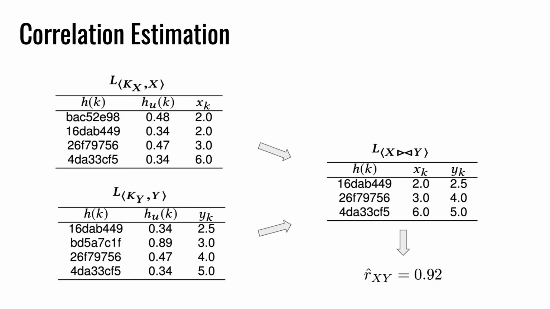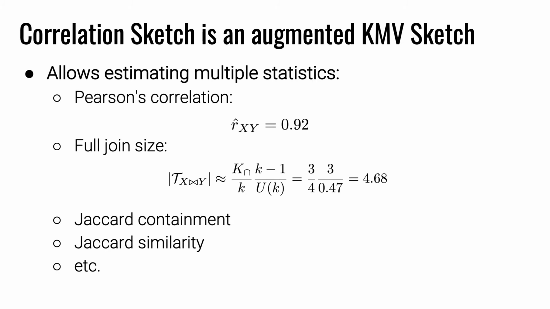In order to estimate correlations from a pair of sketches, we can simply join the sketches on their hashed keys, and then we can apply any correlation estimator such as Pearson's or Spearman's. Another advantage of correlation sketches is that they include all information from a classic KMV sketch. This means that, in addition to correlations, they can also be used to estimate other statistics such as the size of the full join, Jaccard containment, and Jaccard similarity between the keys.